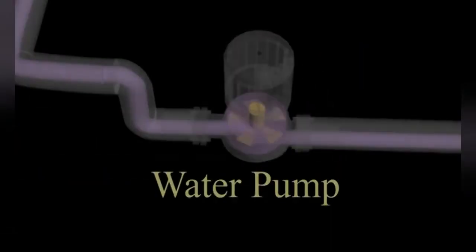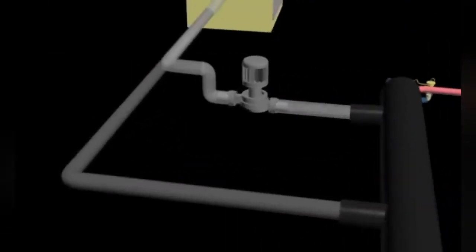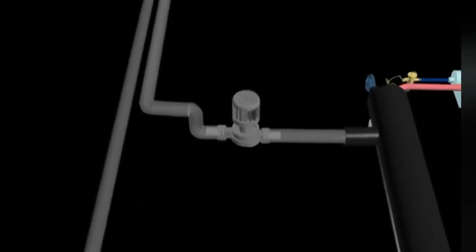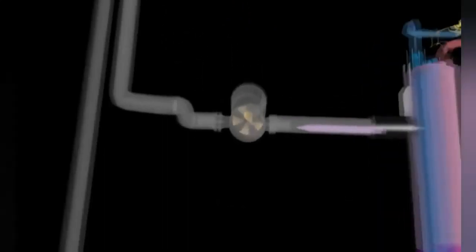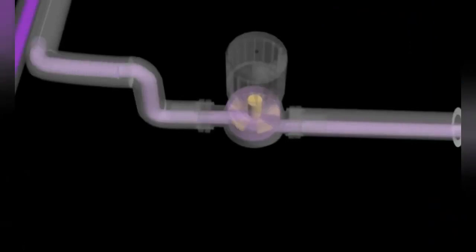Water pump. This cycle will continue as long as the pump is functioning well. The pump used in the system is centrifugal type. The centrifugal pump works based on centrifugal force produced by the rotating impeller in the pump casing.